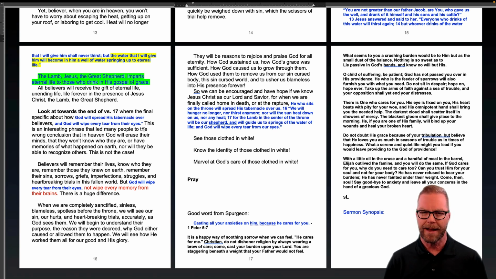And then I conclude with these major points: see those clothed in white, know the identity of those clothed in white, marvel at those. These are my major points here. This is my conclusion. Remember, I told you at the beginning that the proposition is a summary of what you're going to tell them. The main body of the sermon is when you tell them, and the conclusion is when you tell them what you told them.